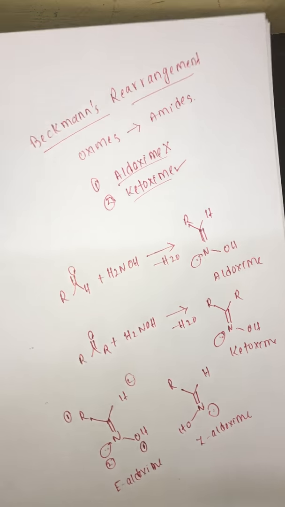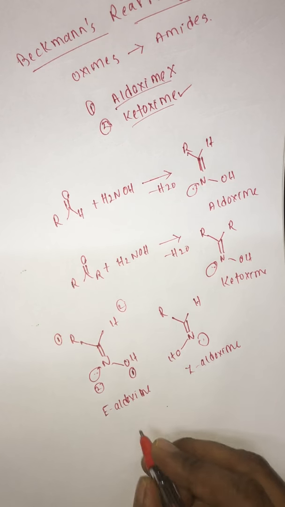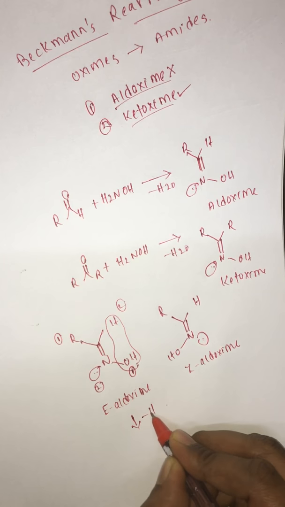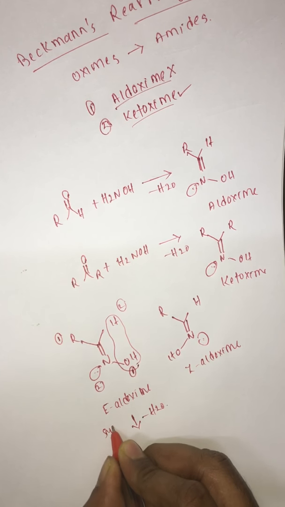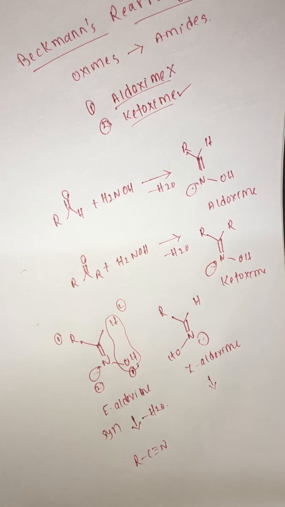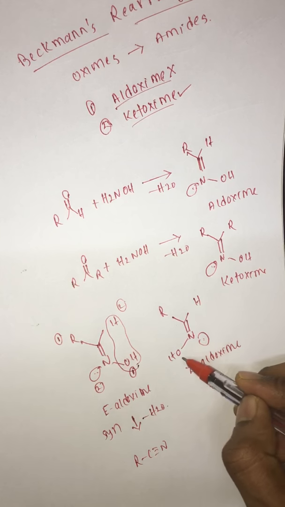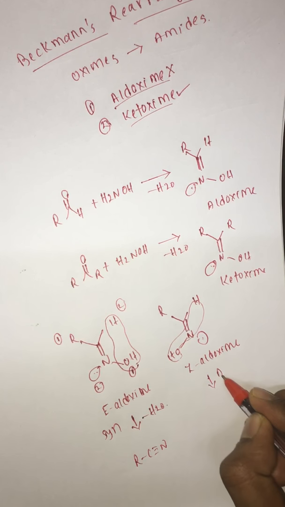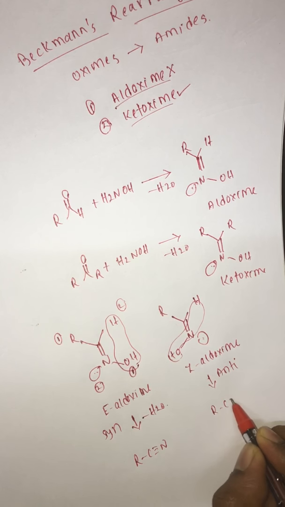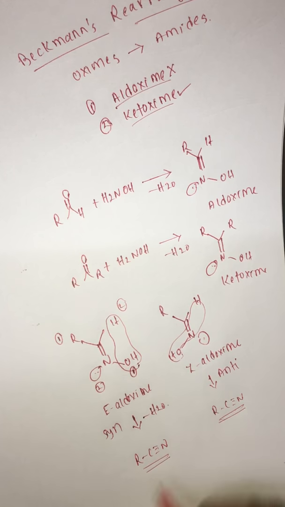In the case of E aldoxime, a syn elimination takes place, minus H2O, and it leads to the formation of a nitrile. Similarly, in the Z aldoxime, an anti-elimination takes place, and here also we get the same product, that is the nitrile product. So this is not a Beckmann's rearrangement. Here we are just removing the water molecule, so we end up with the nitriles.